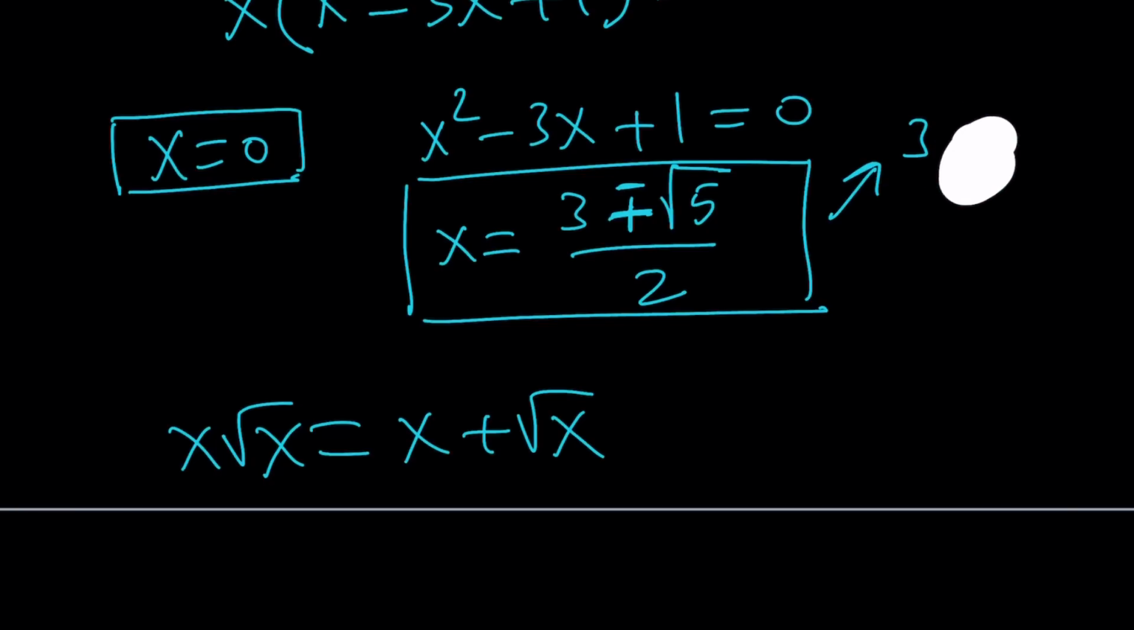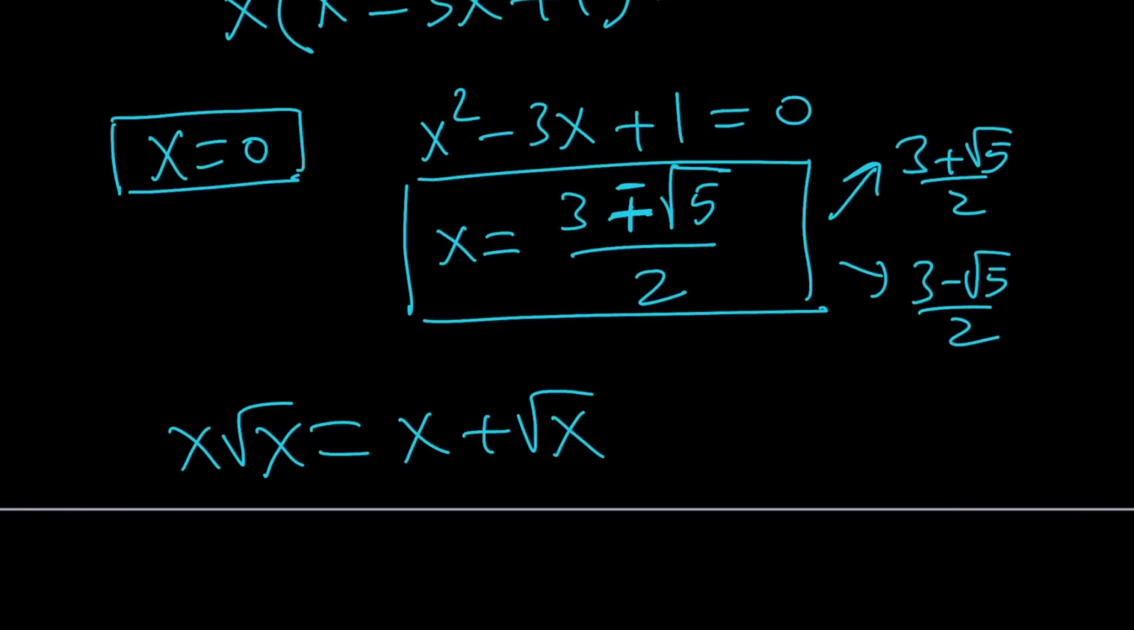The other solution might be negative, but it's not, because 3 is greater than square root of 5. Think about it. This is the square root of 9, right? Obviously, that's much greater. So they're both positive, so we're all good in that sense.